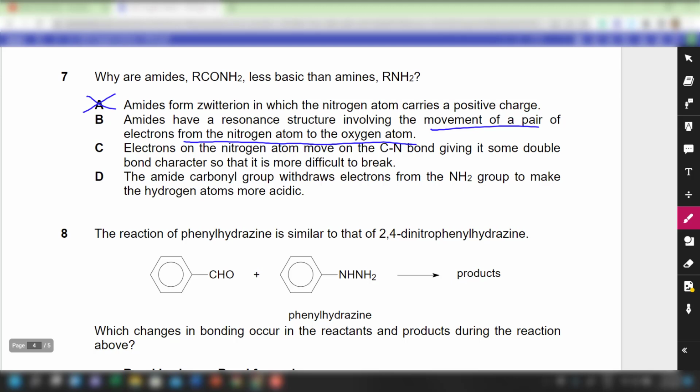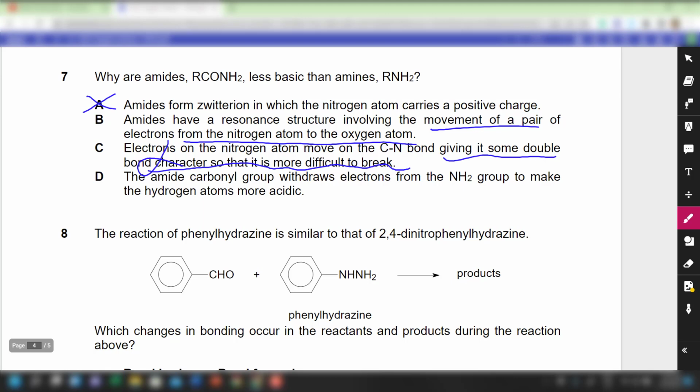Okay, for option C, electrons on the nitrogen atom move onto the CN, giving it double bond character, so that it's difficult to break. This is nonsense as well. Basically, the delocalization of the lone pair of electrons over the CO pi system gives the CN bond a partial double bond character. Yeah, but this has nothing to do with whether the bond breaks or not, because whether the amide is basic or not has nothing to do with the ease of breaking the CN bond.